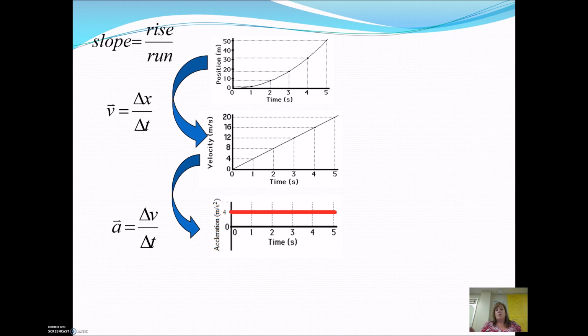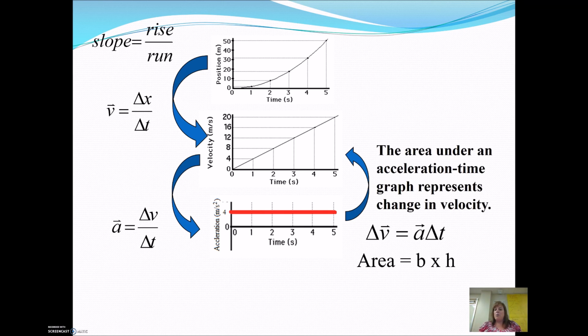So let's take a look. We've already talked about slopes. Let's talk about areas. Area, base times height. If we look at this acceleration graph here, and I rearrange the acceleration equation, acceleration is velocity over time. So if I rearrange that for velocity, acceleration times time is equal to velocity. So that means that the area under the acceleration versus time graph will give me the change in velocity.